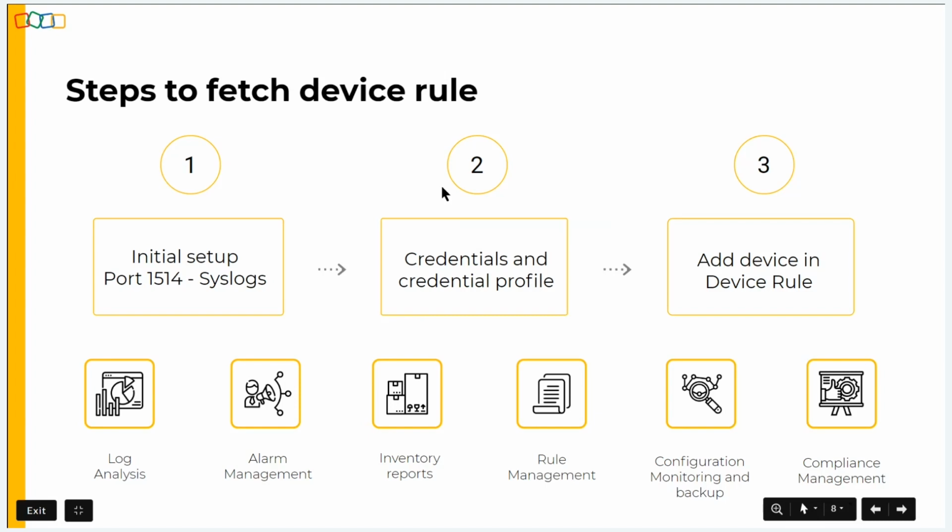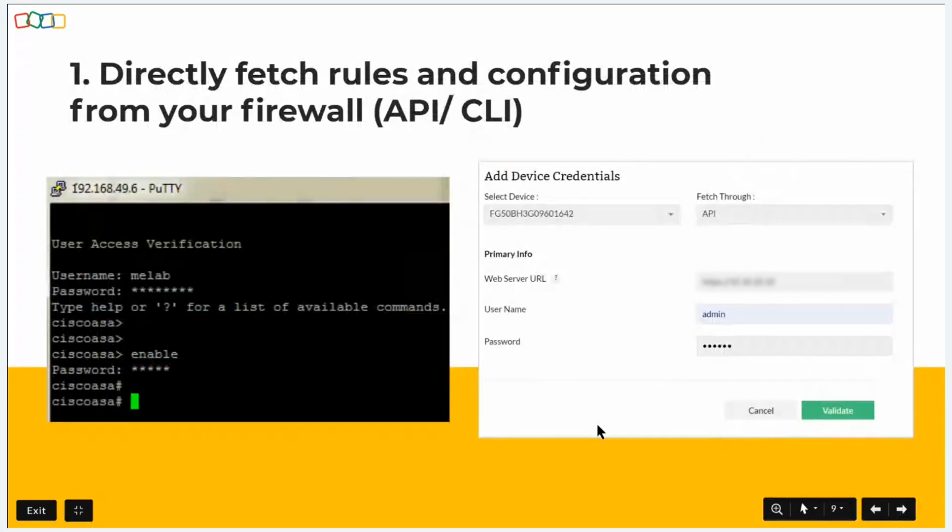And in today's session, once you set the credential profile in the second step, you now have to fetch the rules and configurations of your firewall device and add this device to the device rule. So once you do this, you get access to rule management reports, configuration monitoring reports, and finally compliance management reports. All right, so let us get started with how to fetch firewall rules and configurations.